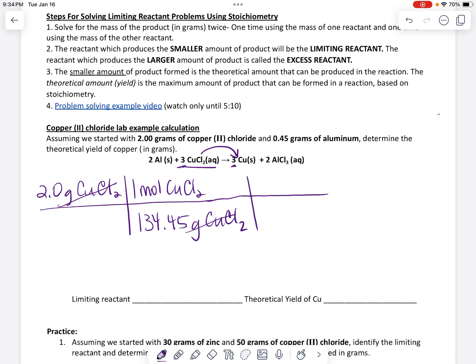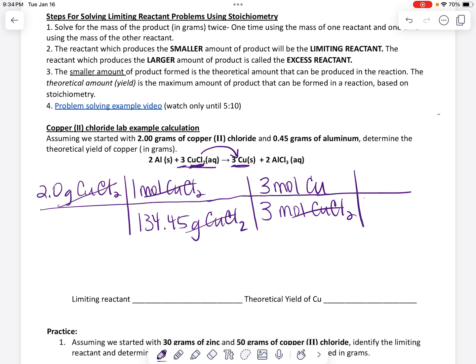So now I'm in moles of copper chloride, and I need to relate it to the copper because that's what the problem is asking. So I know from the balanced equation, my mole ratio, for every 3 moles of copper chloride, I will produce 3 moles of copper.